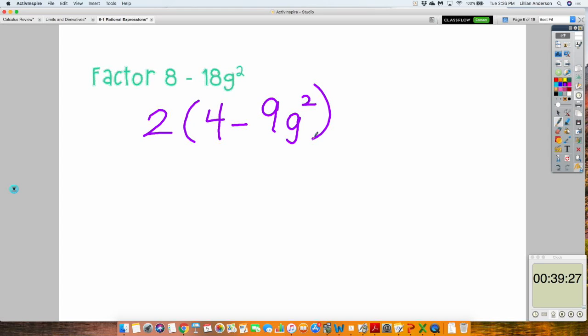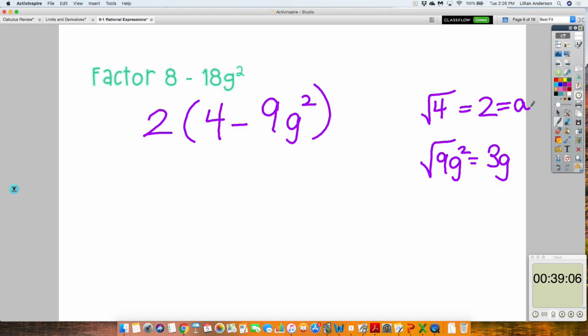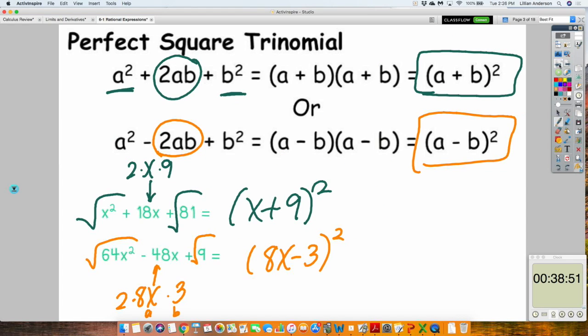When I look at these 2 terms on the inside, they're what? A little louder? They're perfect squares, okay? What's the square root of 4? What's the square root of 9G squared? 3G. So 2 represents my A in that formula for difference of perfect squares, and 3G represents my B. So when I write this, I bring down my 2, and remember, difference of perfect squares, the formula is, where is it? A plus B, A minus B.